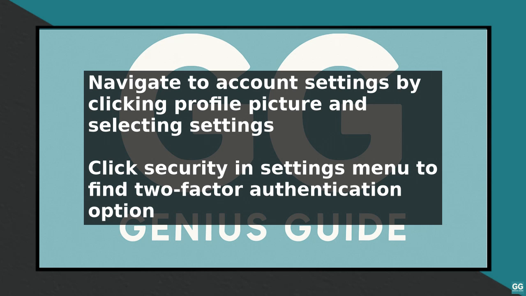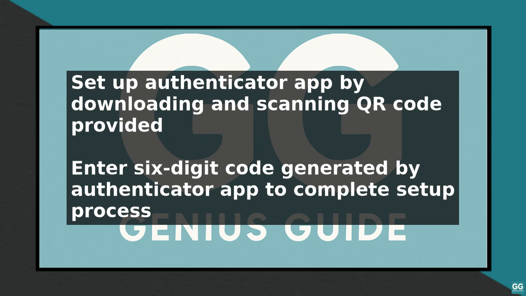You will be prompted to download an Authenticator app such as Google Authenticator or Authy. Once you have downloaded the app, scan the QR code provided by Coinbase. The Authenticator app will then generate a 6-digit code that changes every 30 seconds. Enter the 6-digit code into the Coinbase website to complete the setup process.